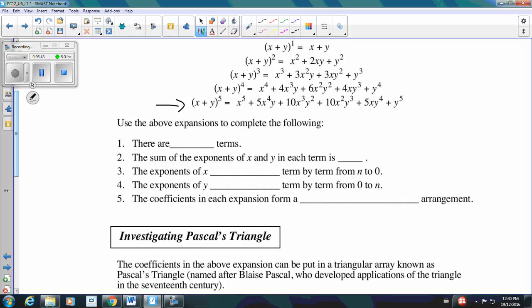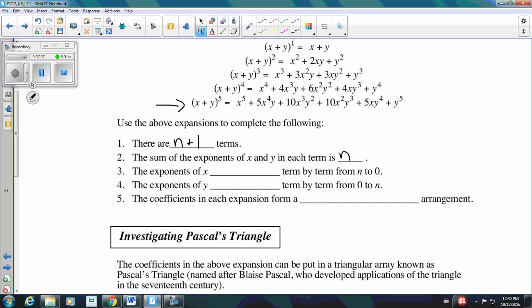So there are always n plus 1 terms. So if our power is 5, we have 6 terms. If our power is 4, we have 5 terms. The sum of the exponents of x and y in each term is equal to n. So we notice here, when we add the exponents, it equals 5, because that's what our power was.